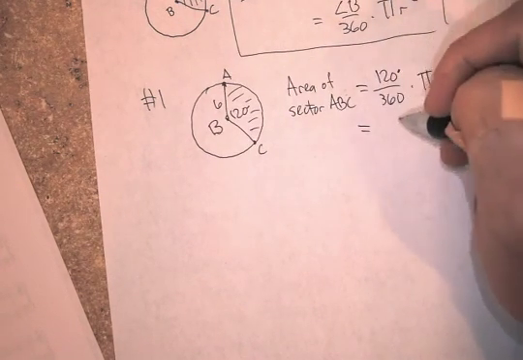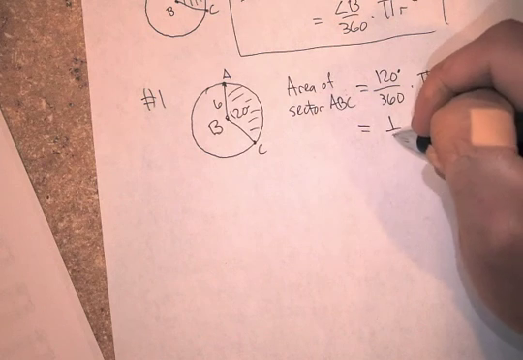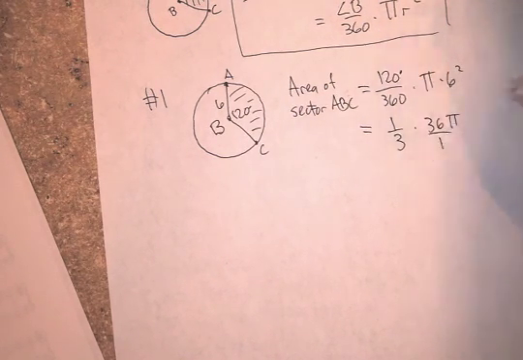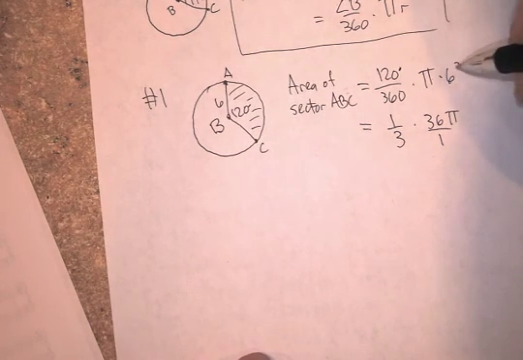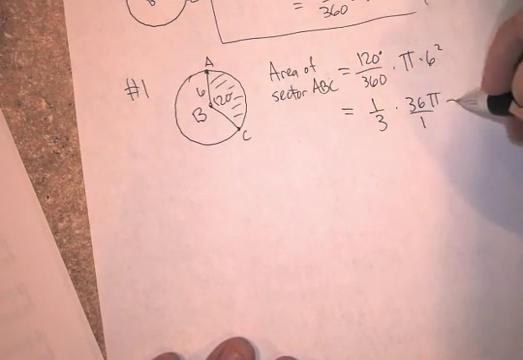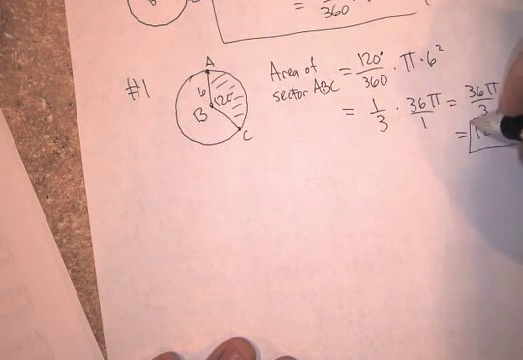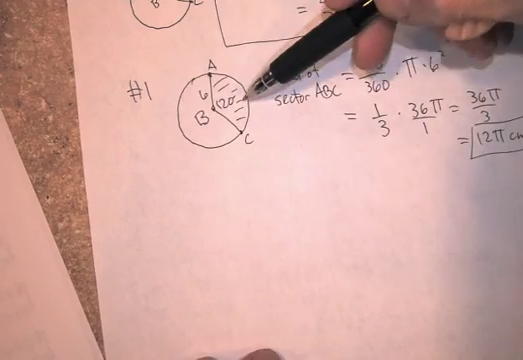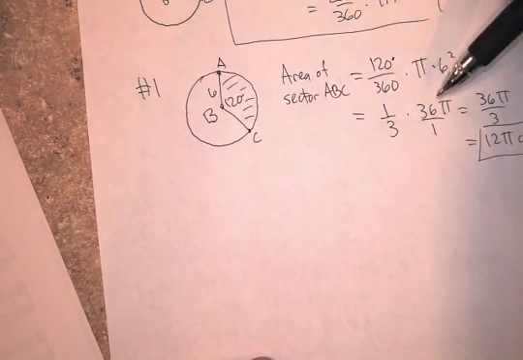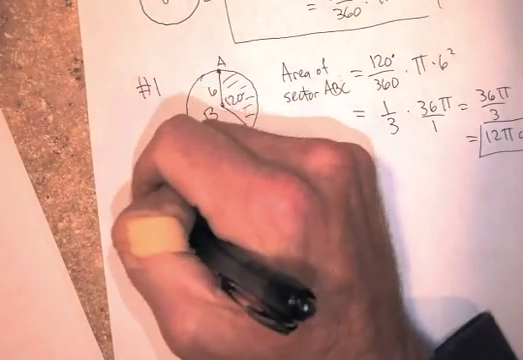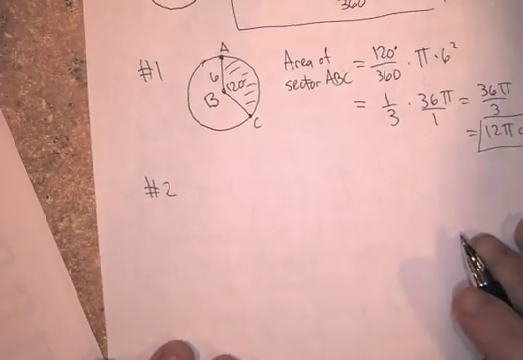Okay, reduce this fraction again. These always will reduce down to pretty nice fractions. 1/3 times 36 pi over 1 is what this is here. Multiply across, 36 pi over 3. We're talking, reduce that down, 12 pi. This is centimeters squared because we're talking about area. All right, that's the area of just this part here. The whole circle area is 36 pi. So this piece, which is 1/3 of the circle, is 12 pi. So it's kind of obvious if you understand fractions.